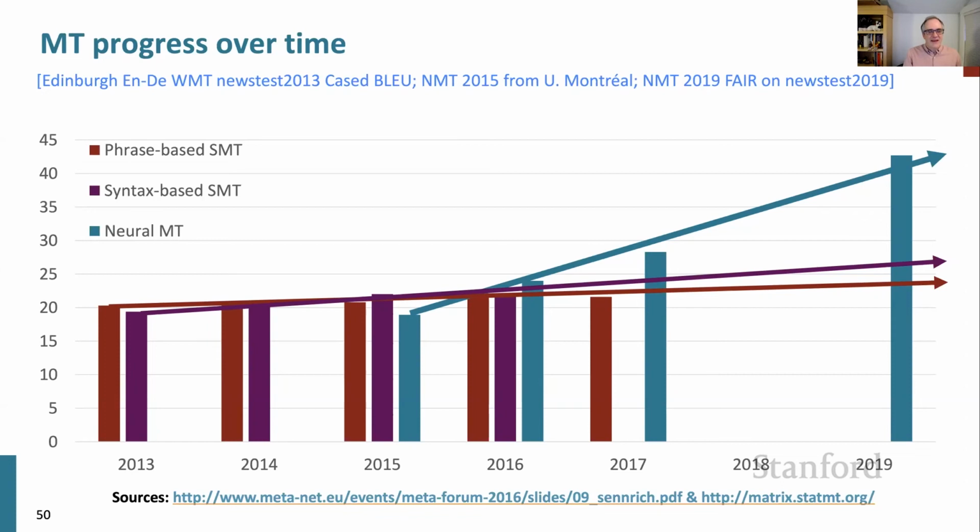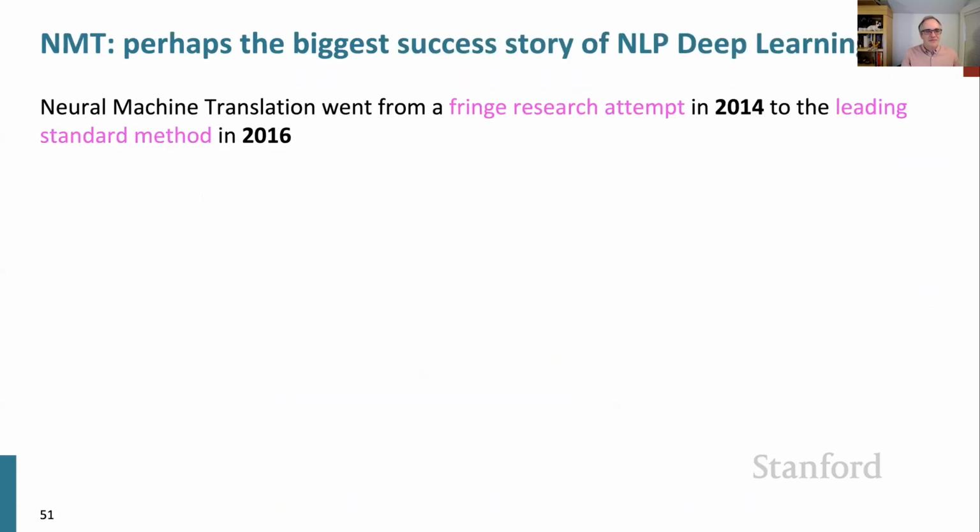Year by year, neural machine translation systems are getting much better, and far better than anything we had preceding that. So for at least the early part of the application of deep learning in natural language processing, neural machine translation was the huge, big success story.